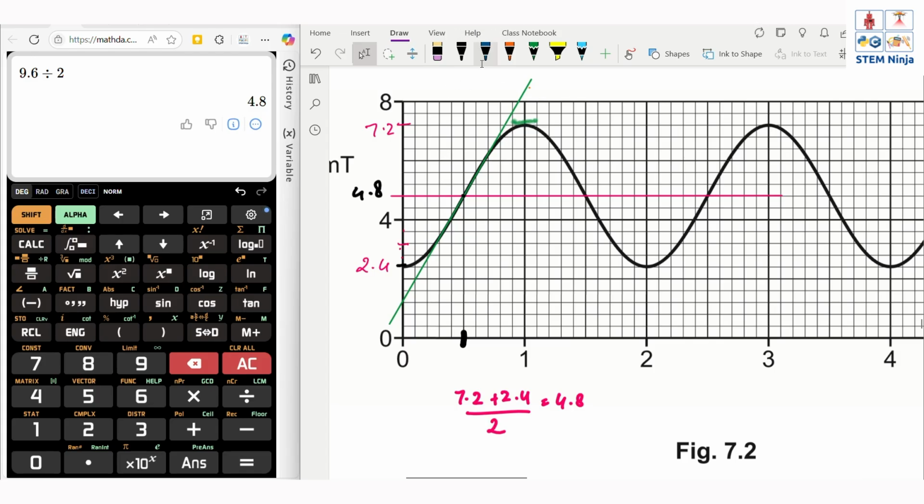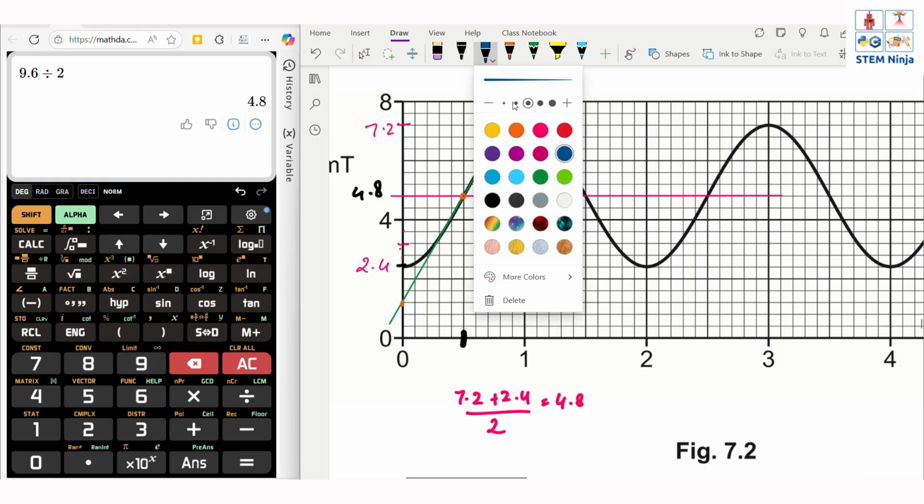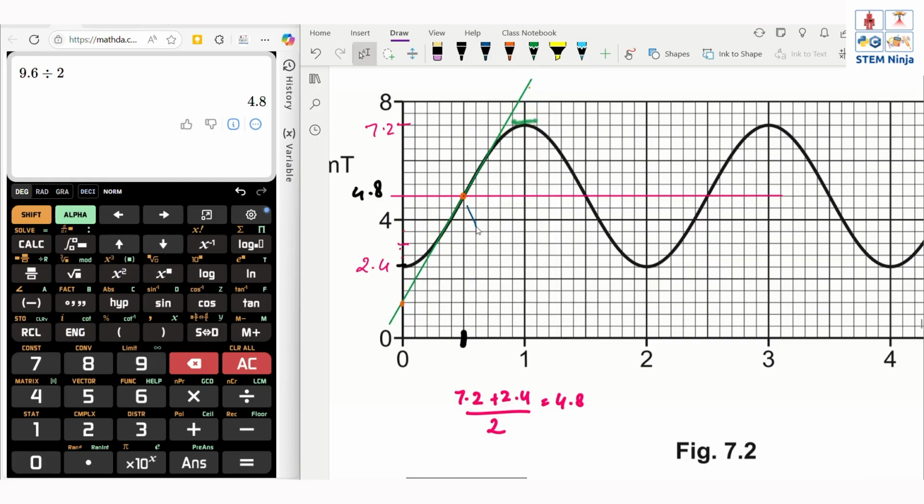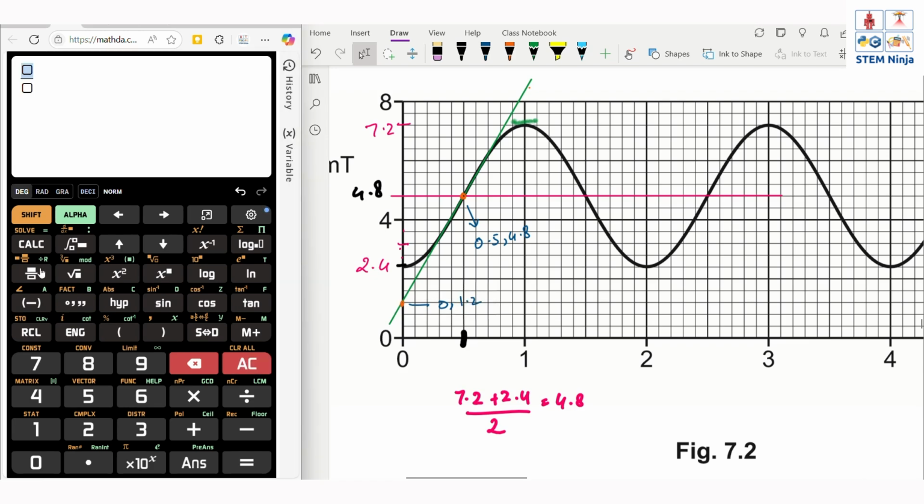So now what we do further is we mark 2 points for the gradient. So one point over here is this one, which is 0.5 and 4.8. And this one over here is 0 and 1.2. So I'll note down this in the calculator before I forget this. So you have 4.8 minus 1.2 divided by 0.5 minus 0. So we get 7.2. Okay, going back.